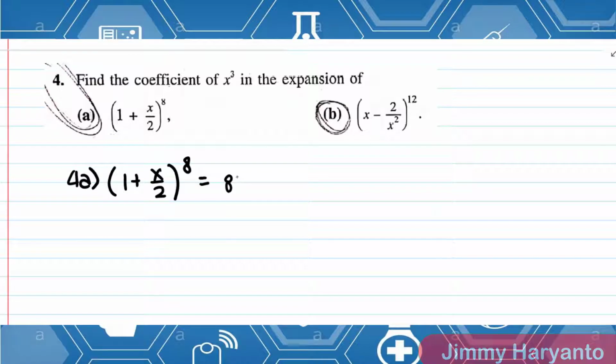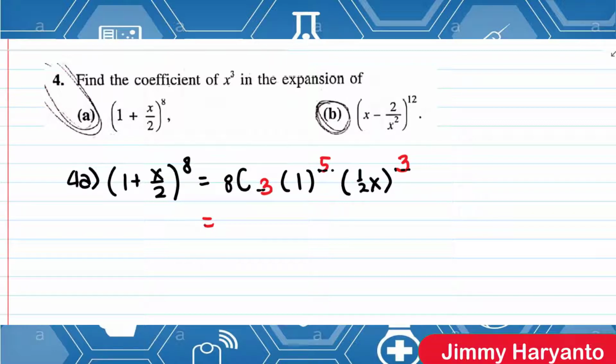So I will write 8C something, and then 1 to the power of something, and then (1/2)x to the power of something. It's very obvious that x to the power of 3 should be right there. And then for this one, it will be 8 minus 3, which equals 5. And this one will be 3. So let's use a calculator to calculate.